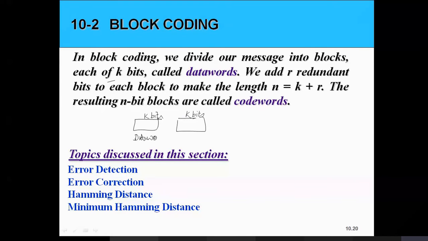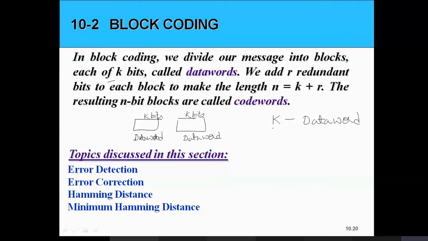I'm just focusing on the important term, data word. Whatever data you want to send, when it is divided into blocks with k bits, each block we call a data word. So this is one data word, this is another data word. The term data word is used at the sender side, just remember. Here we add our redundant bits. I am going to deal with one block at a time now. So I have a data word of size k bits.